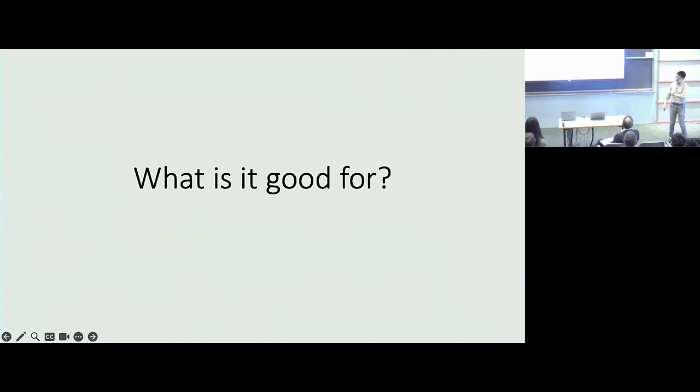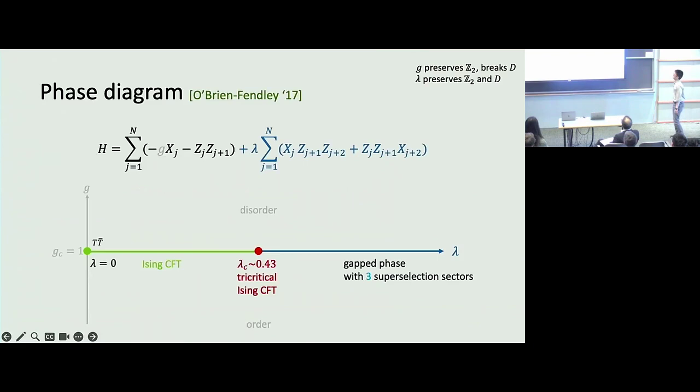I'm almost running out of time, but let me just quickly say what it is good for. So we don't want to solve the critical Ising model for the 100th time. So rather, we can ask, are there any deformations you can add to the critical Ising model while preserving this new non-invertible symmetry? And there is, and that's considered in this paper. You can add this deformation that will preserve both the Z_2 symmetry and the non-invertible symmetry.